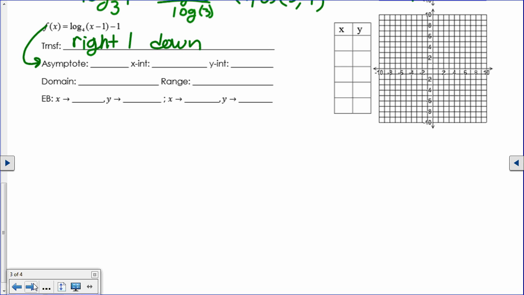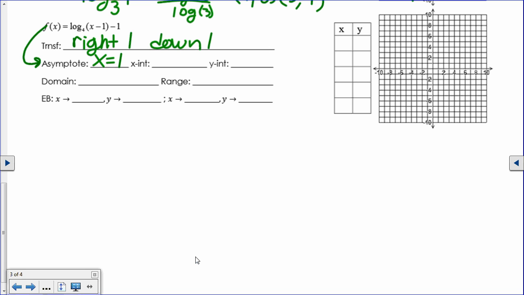X equals 1. So then you got to... Everybody get that? The asymptote is 1 and the transformations are right 1, down 1. Yes? Right 1, down 1.